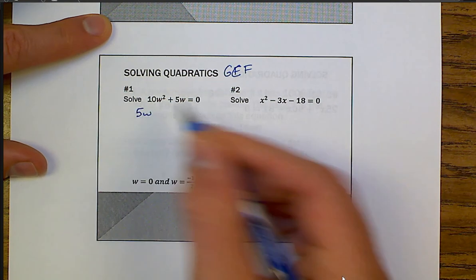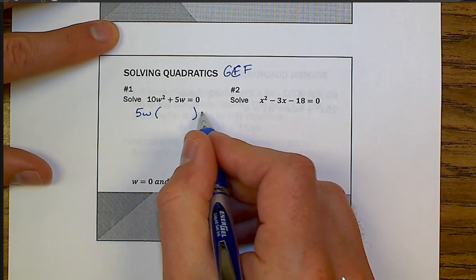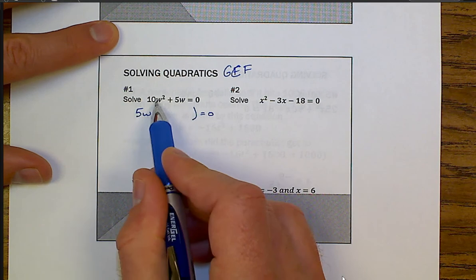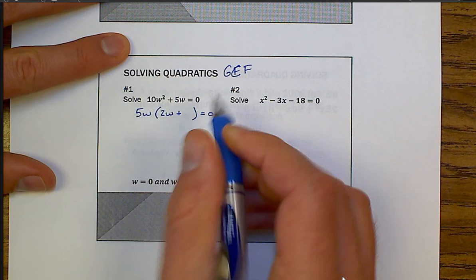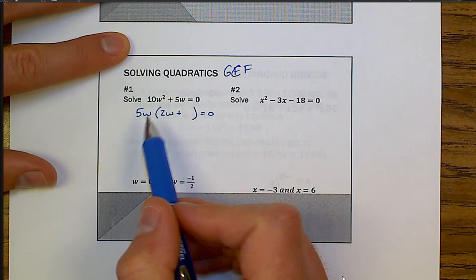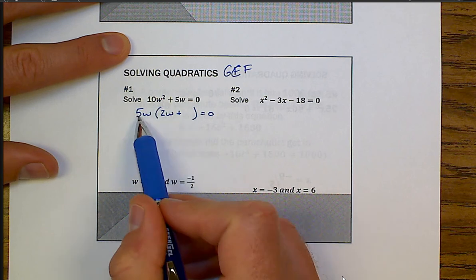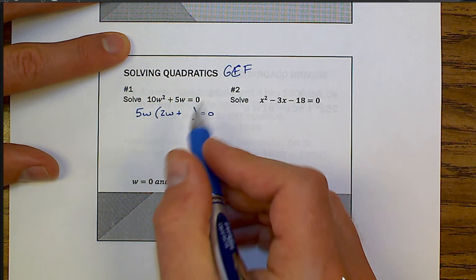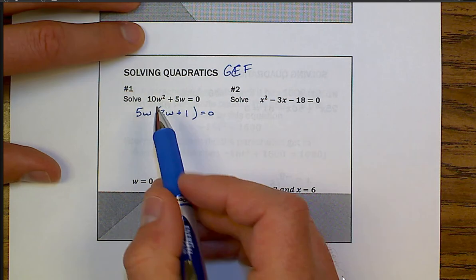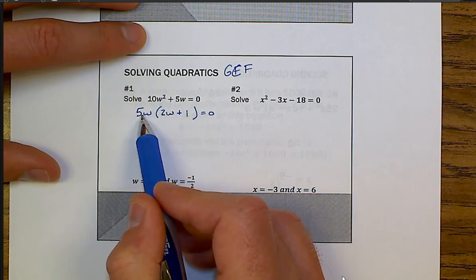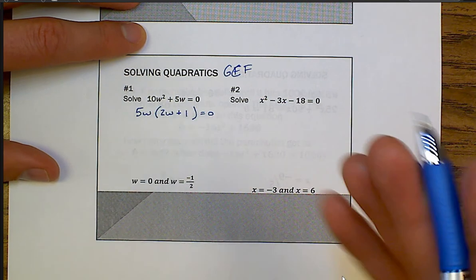Now when I take a 5W out of everything, I have to rewrite what is left. So if I take a 5W out of 10W squared, that's going to leave me with 2W plus, and I always ask myself this question: what times 5W gives me 10W squared? 2W. What times 5W gives me 5W? 1. Okay? Some students think division, and you can think division if you want. Some students will say, what's 10W squared divided by 5W? 2W. What's 5W divided by 5W? 1. It's kind of how your brain works.